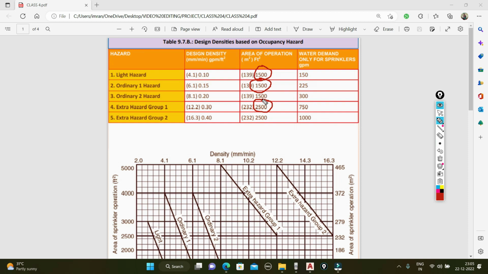How to design, how we will place the sprinklers, and how we will calculate all the pipe sizes, we will see in the next video.